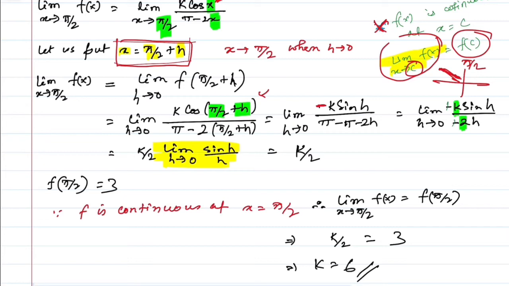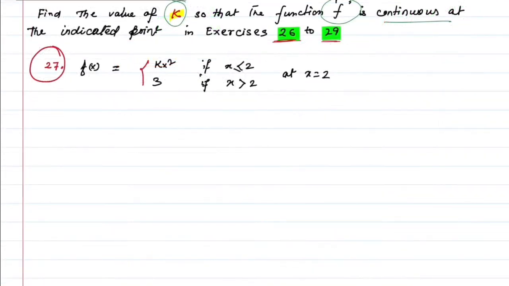So now let us move on to the next question. Here the given function f of x is equal to k x square when x is less than or equal to 2, and f of x is equal to 3 when x is greater than 2. So we need to find the value of k such that at x is equal to 2, this function is continuous.